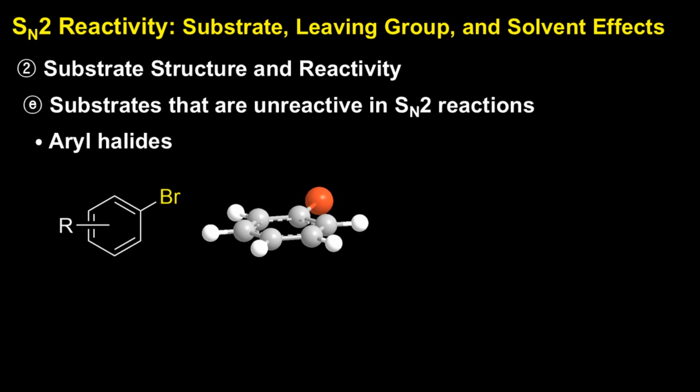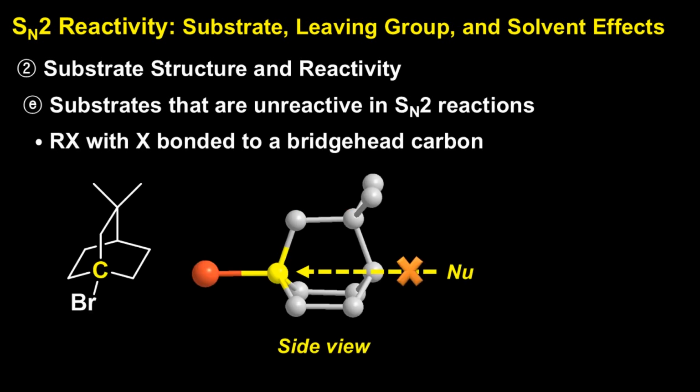Now let's talk about bridgehead halides, and these are a different kind of challenge. Here, the leaving group is stuck at a bridgehead position in a rigid, bicyclic structure. And the problem? There's no way for a nucleophile to get in from the back. If you look at the side view, you'll see the backside of the carbon is completely blocked by the ring system itself. That makes backside attack impossible, and no inversion means no SN2. So with bridgehead halides, the SN2 reaction just doesn't happen.